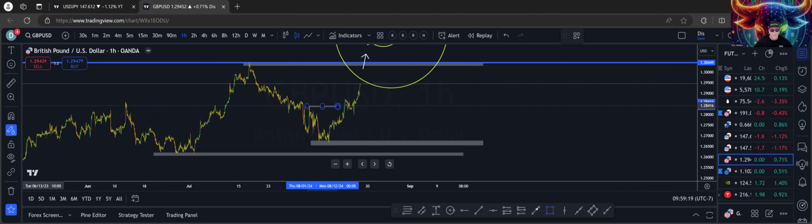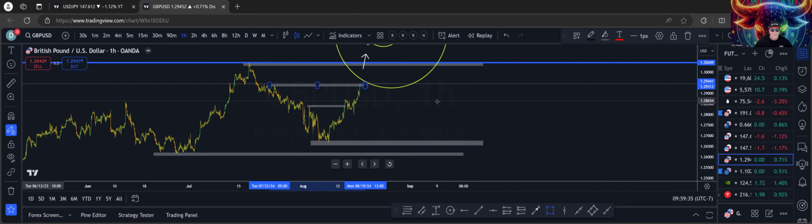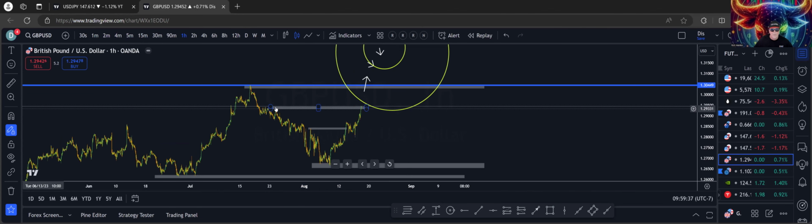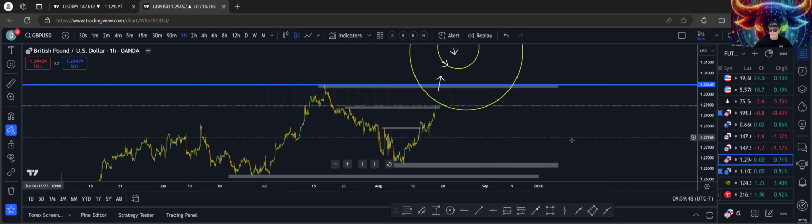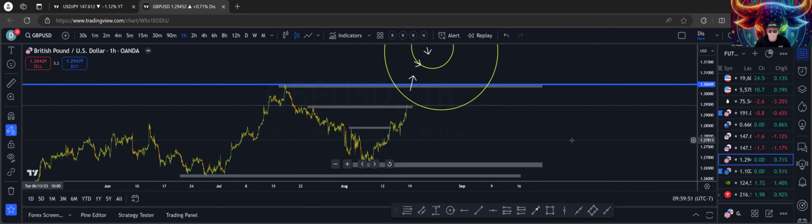Here's an area they would short. Here's another area they would short. It works. How many times, strong move away, do you hear that? How many traders are trapped right now? How many traders are trapped and why?